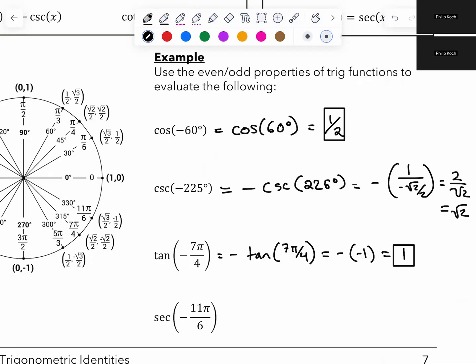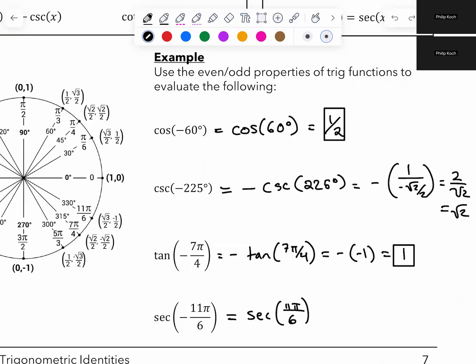And last but not least, secant of negative 11 pi over 6. That's secant, and secant is an even function because cosine is an even function. So this is just equal to secant of 11 pi over 6, which you can either use the unit circle that's provided, or you can utilize your knowledge of the radians to know that that's 1 less than 2 pi. So that's going to go all the way around to right there.